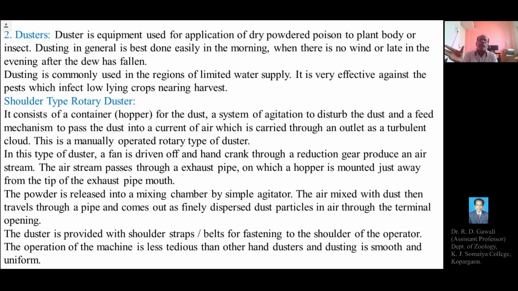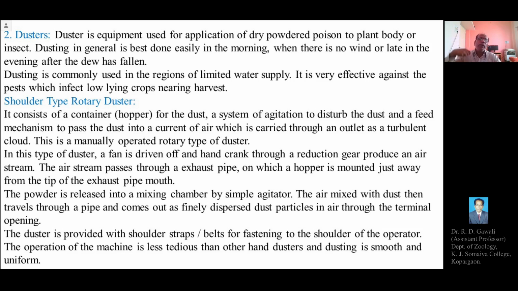So this is just a simple piece of equipment provided with a container or hopper, then a machine with a fan and crank provided with a reduction gear, which will be rotated manually with one hand. This will create the air current or stream which will then pass through the exhaust pipe. At the same time, the powder pesticide or dust from the container or hopper will pass into the exhaust pipe. So ultimately the powder pesticide will pass into the exhaust pipe whenever there is an air current or stream created by rotating its handle.